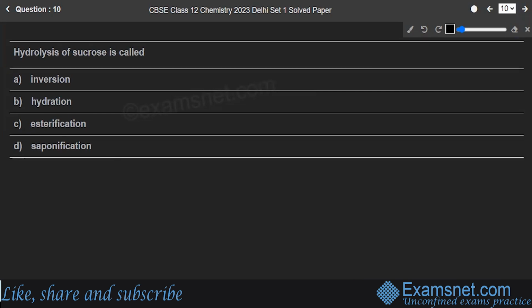The right answer to the question is that hydrolysis of sucrose is called inversion. Hydrolysis of sucrose gives one molecule of glucose and one of fructose. And this process is called inversion. Okay. So we have the first option as the right answer.